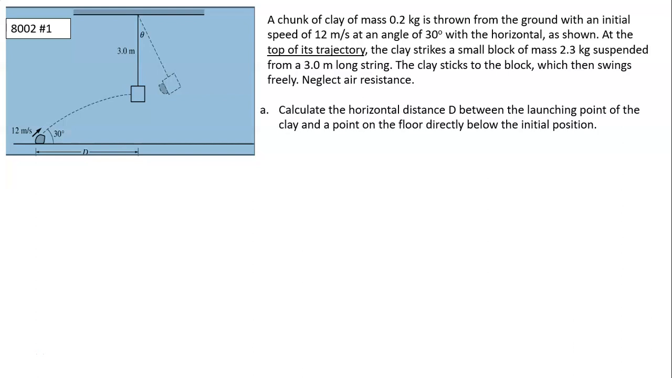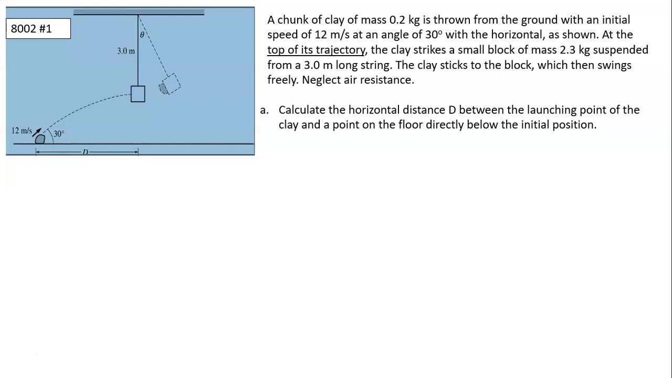Today we're going to talk about an example that has conservation of energy, conservation of momentum, and projectile motion. So here it goes. A chunk of clay of mass 0.2 kilograms is thrown from the ground with an initial speed of 12 meters per second at an angle of 30 degrees with the horizontal, as shown. At the top of its trajectory, the clay strikes a small block of mass 2.3 kilograms suspended from a 3-meter-long string. The clay sticks to the block, which then swings freely. Neglect air resistance.